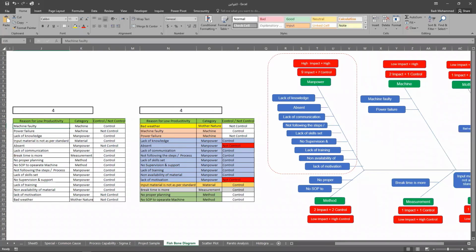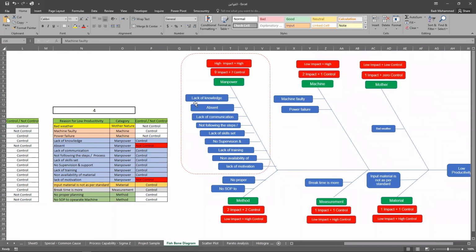Okay, guys. In this example, we have the manpower. How many root causes do we have for manpower? We have 9: 1, 2, 3, 4, 5, 6, 7, 9. All of them we put in the fishbone diagram. Come to the machine. How many X's do we have for the machine? We have 2 X's. How many X's for mother nature? On mother nature, we have only 1. How many X's for the method? We have 2. For the measurement, we have 1. For the material, for example, we have 1.